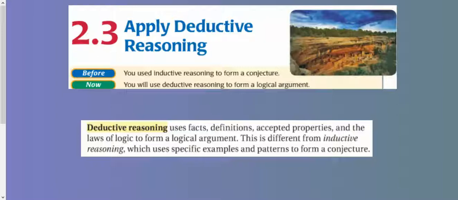Okay, we're going to be working with deductive reasoning. Before, we used inductive reasoning, and today we're going to use deductive reasoning. Inductive reasoning uses patterns and examples to come up with a conjecture. We're using facts, definitions, accepted properties, and laws of logic to form a logical argument today. So it's going to be more concrete.